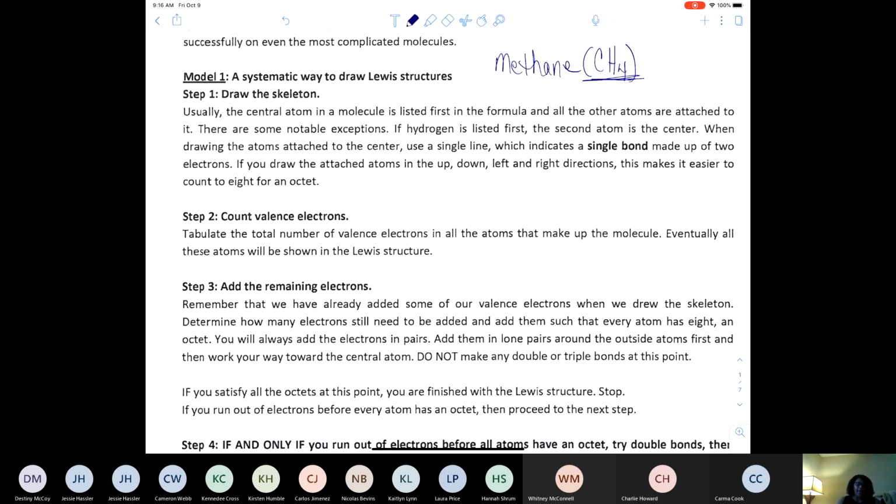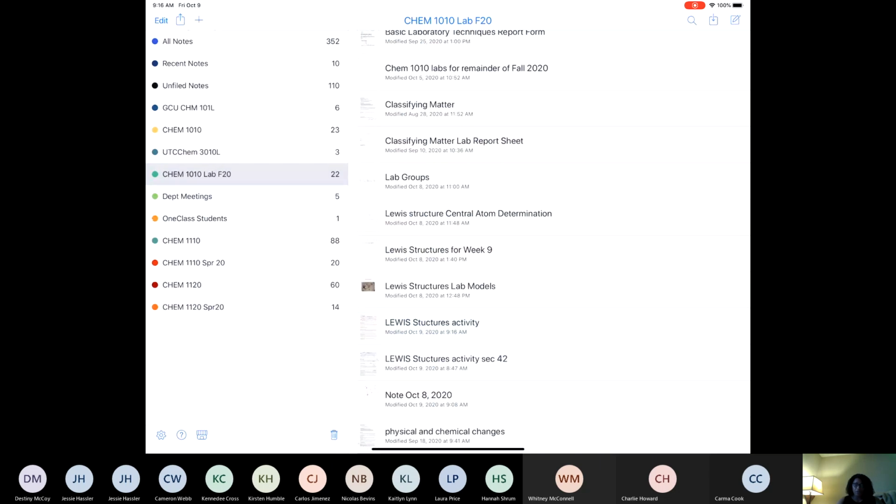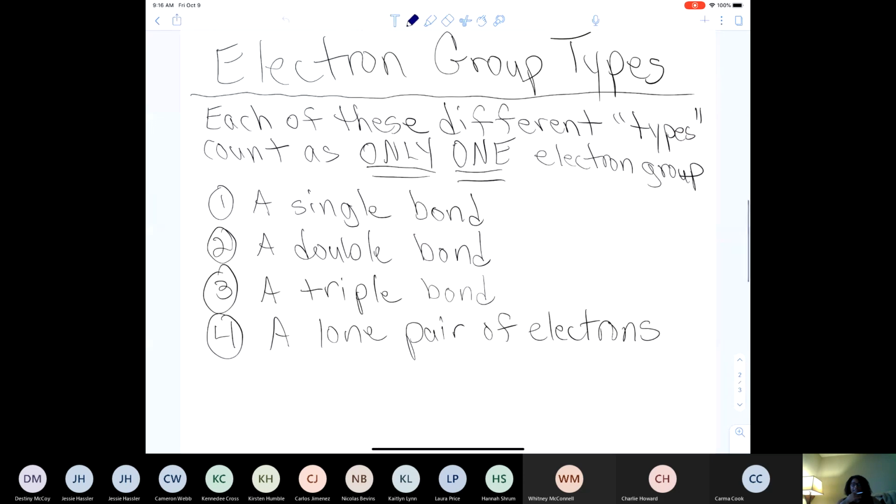There is a third way, or third rule, to go by when choosing the central atom.